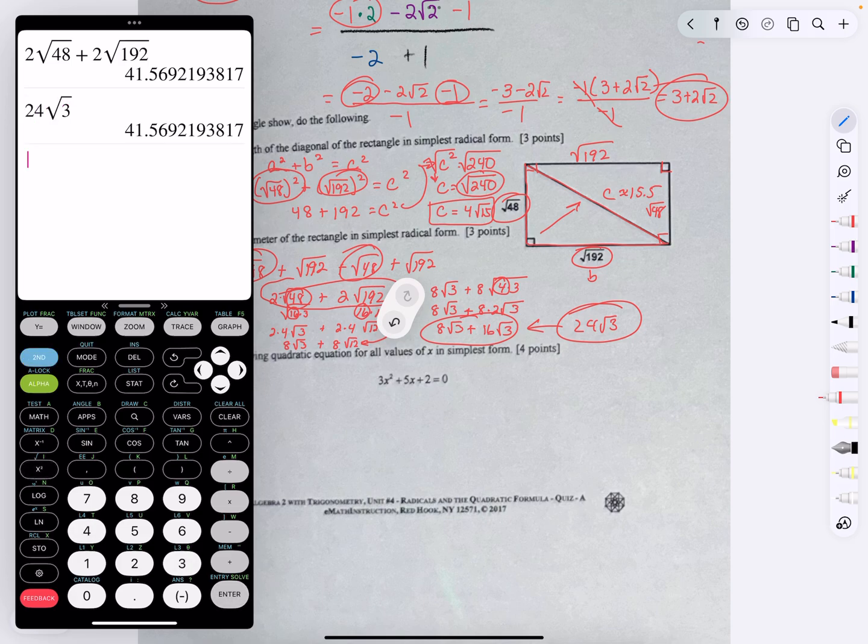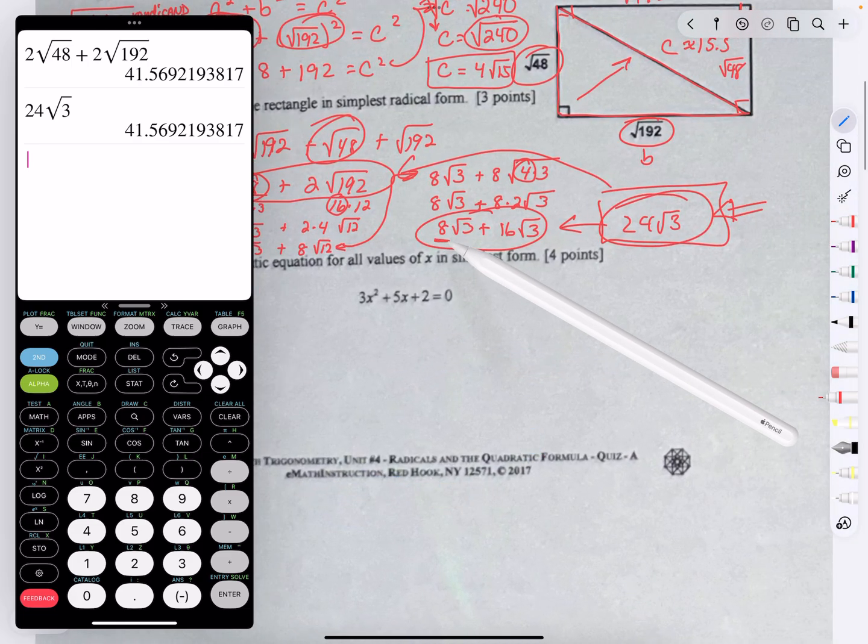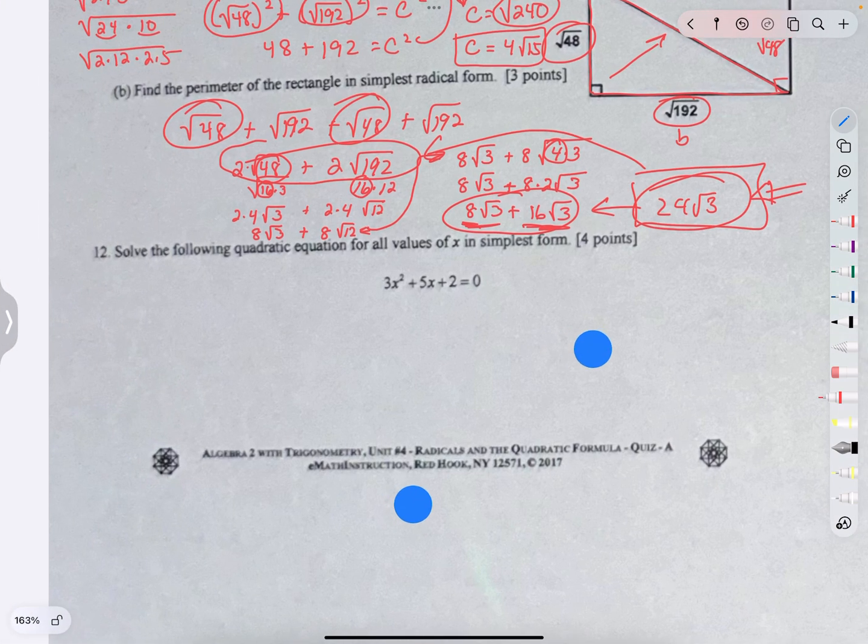And you can see it's the same number. So 24 root 3 is equivalent to our perimeter, and that's the simplest form of it. So that's what we give for an answer, 24 root 3. These are both root 3 expressions, so we can just add their coefficients.